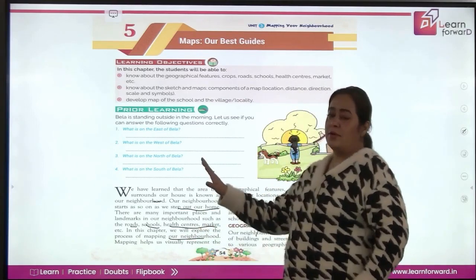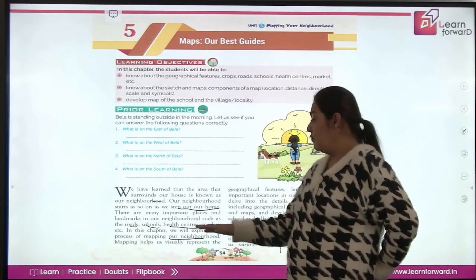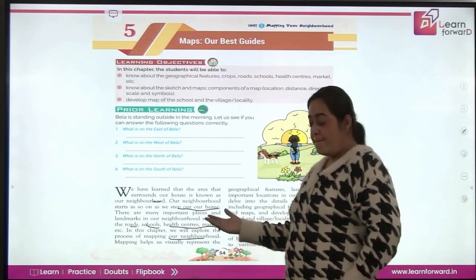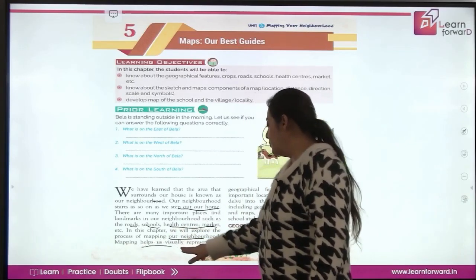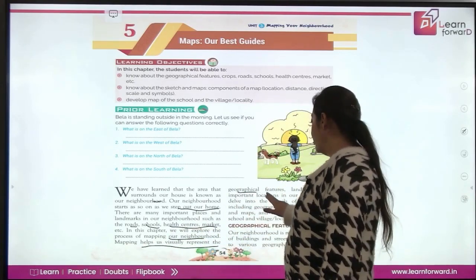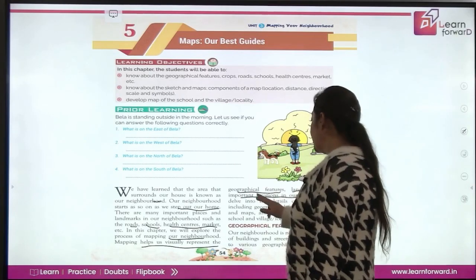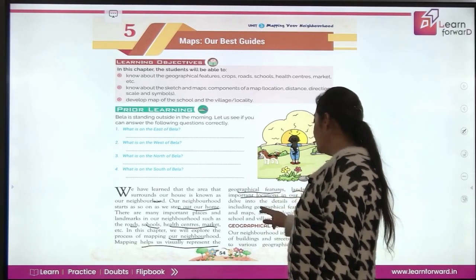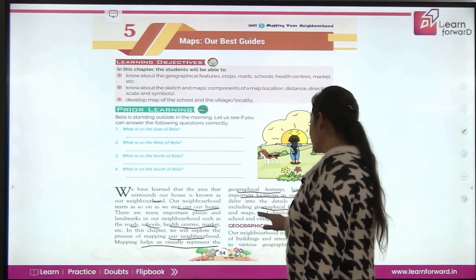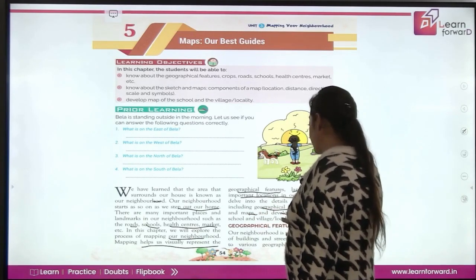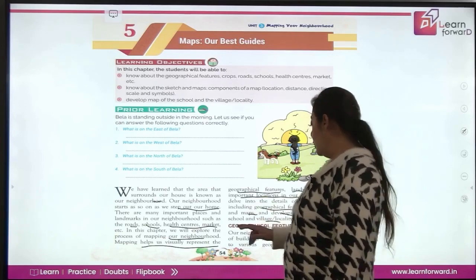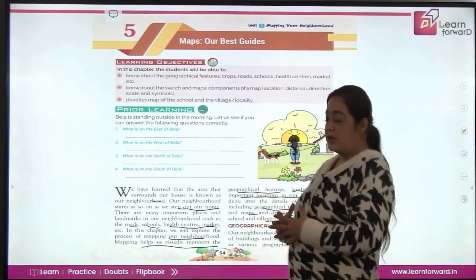Now we studied about neighborhood nicely. Now we are going to study how we are going to map a neighborhood. Mapping helps us visually represent the geographical features, landmarks, and important locations in our locality. Let's delve into the details of this chapter, including geographical features, sketching and maps, and developing maps of schools and village or locality. What is basically a geographical feature?